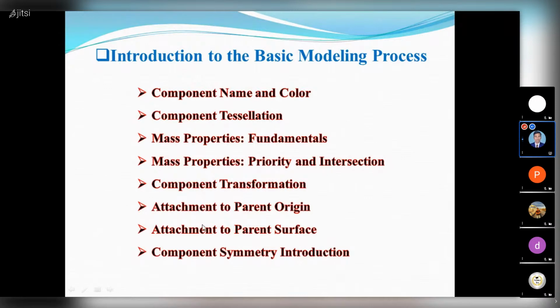Attachment to parent's origin, attachment to parent surface. We have the model hierarchy or model tree. Under that we have the main model and sub model; the sub model is called the child component, and the main model is called the parent component. For that we have origin and surface, which we also saw. Then component symmetry introduction: if you have a component, how you can take the symmetry of that component, we saw that too.